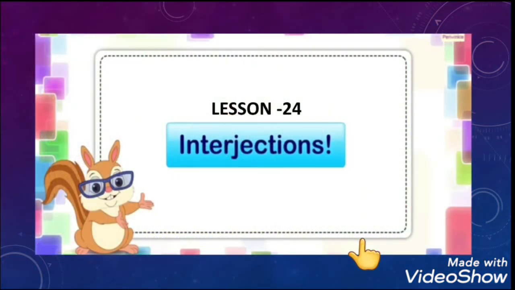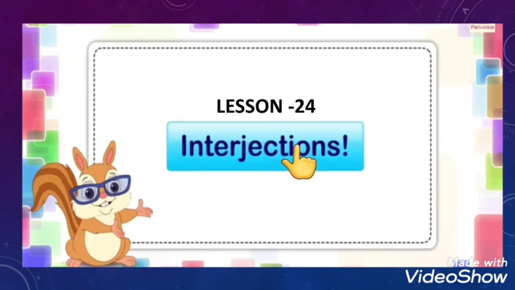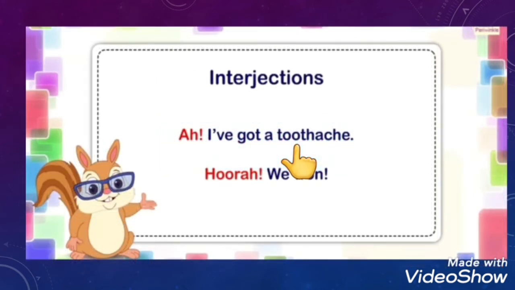Now students, we will move to another chapter of your textbook, that is of interjection. So students, here is another lesson, that is lesson 24, interjection. Students, in this lesson we are going to learn what interjections are. I have got a toothache. Hurrah! We won! So students, here ouch and hurrah are the interjections.